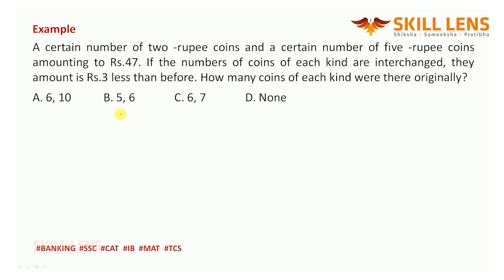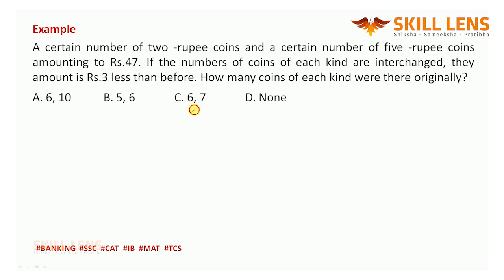Let's check with 5 and 6. 5 twos are 10. 6 fives are, because this is the value and this is the number of coins, 6 fives are 30. So the total is 40 only. But I want 47. Is this happening? Not really.